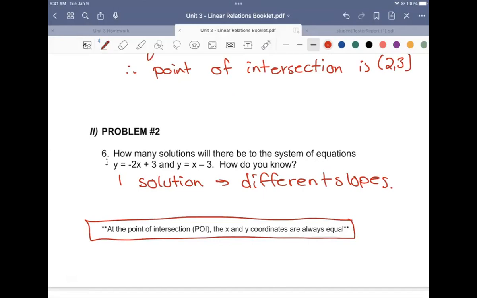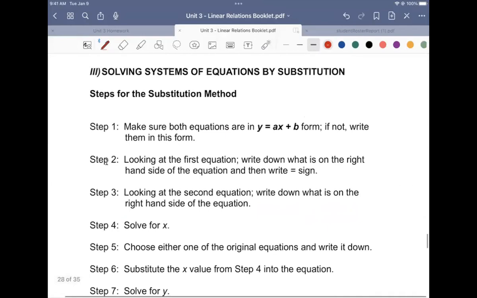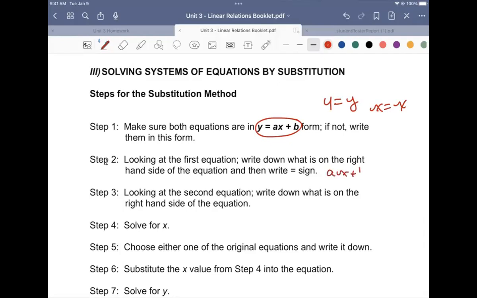So now we're just going to talk about some steps when using substitution to solve for that. My first step is to make sure the equations are in y equals ax plus b form. This is because I want y to equal y and x to equal x. Then steps 2 and 3 are to write down what is on the right side of those equations for both sides. So I'm going to write down ax plus b, ax plus b. This means ax plus b from equation 1 and ax plus b from equation 2.